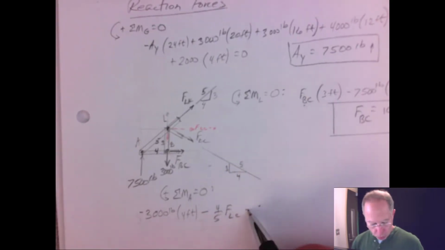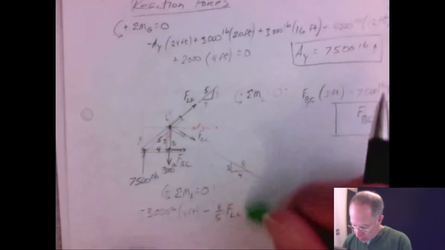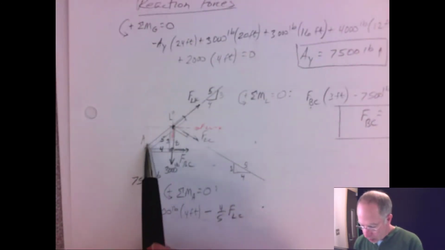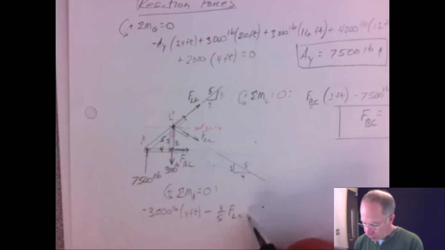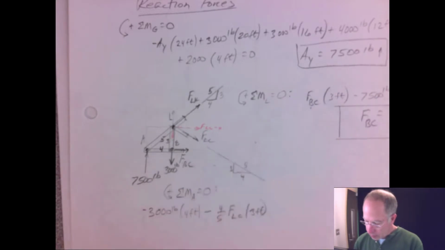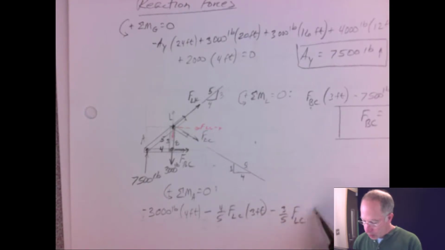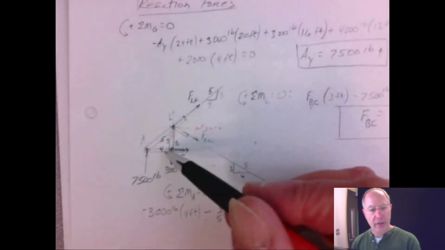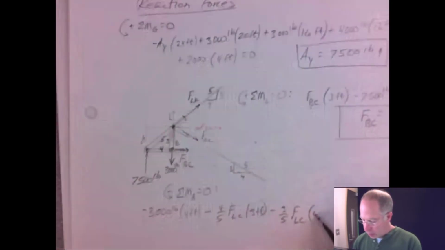Oops, I better do a moment arm for this. This X direction has a moment arm of this vertical distance of 3 feet. And then the Y component is 3/5 FLC, and its moment arm is 4 feet. So, anything else? That's it, equals 0.